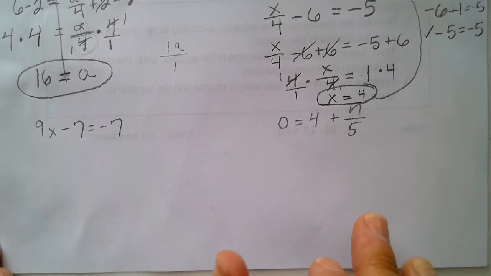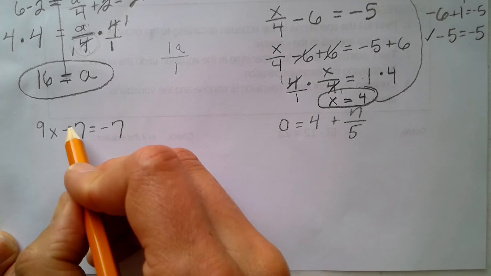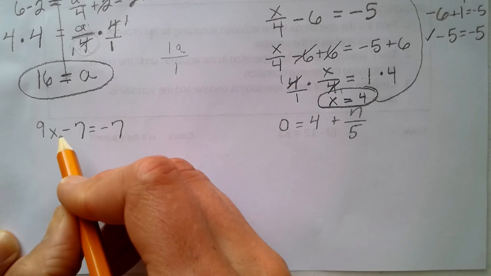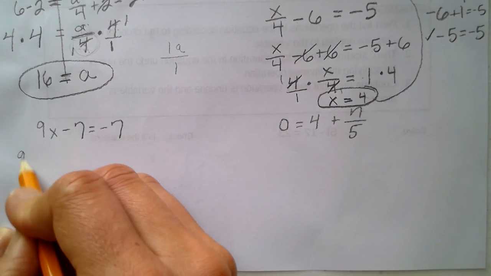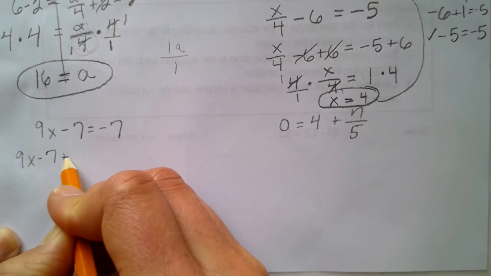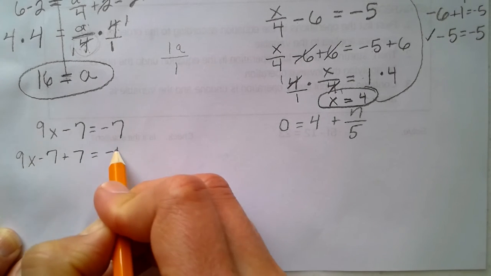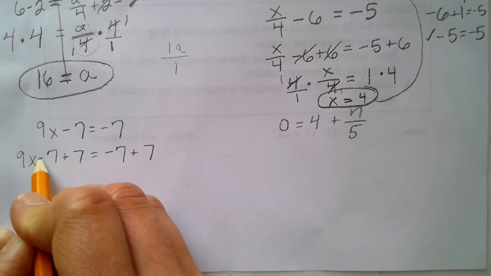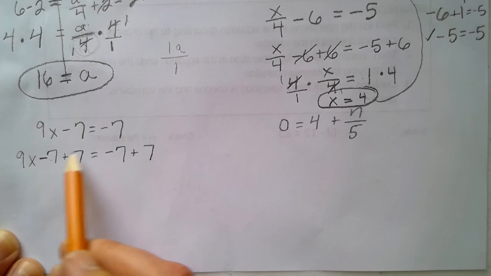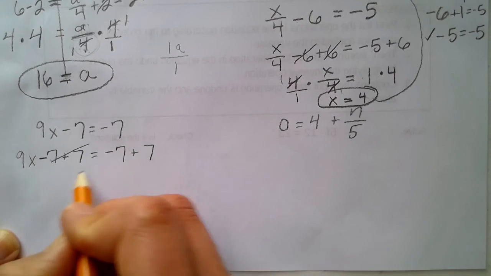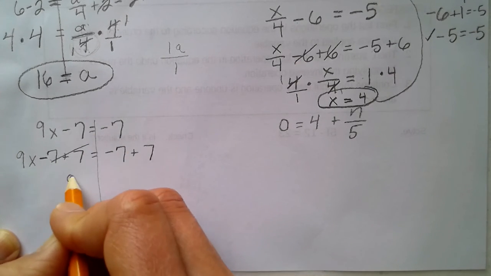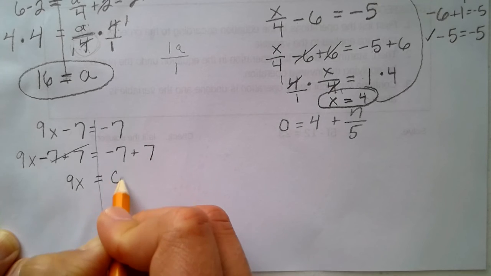All right, so last two, very straightforward. I've got -7. So my brain tells me I'm going to add 7 to both sides. Okay, look what happens here. I've got -7 plus 7. That makes 0. So on the left, I have 9x. On the right, I have 0.